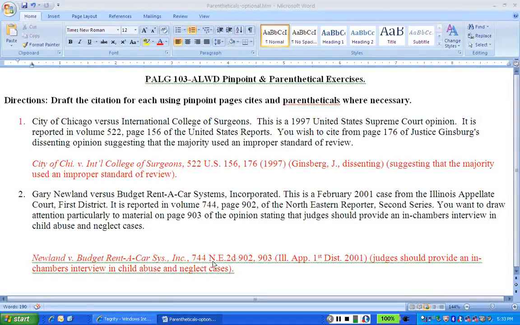Okay, because it is in the West Regional Reporter, in parentheticals you have to provide the court, and this is the Illinois Appellate Court, 1st District. So if you look in the appendix, and that's Appendix 4, it gives you the abbreviation for the court, but it also gives you the abbreviation for the court on page 418 in your ALWD citation manual under Illinois. In the box it shows you how you abbreviate the court and include the district. This is a 2001 case. Okay, so that's the closing of the first parenthetical. And the second is judges should provide an in-chambers interview in child abuse and neglect cases.